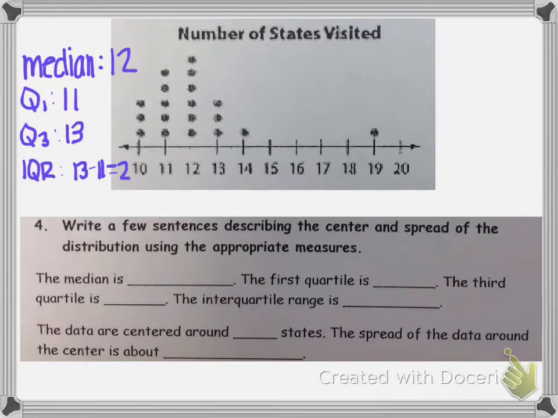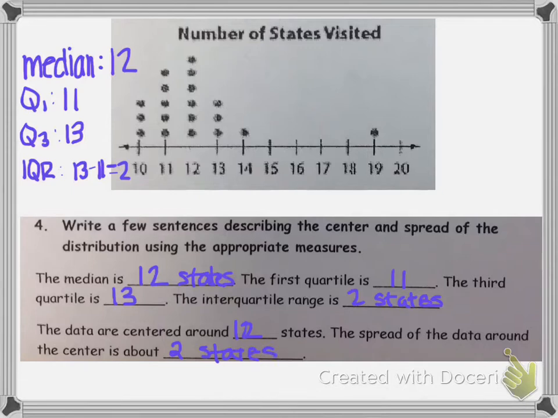Okay, the median is 12 states. The first quartile is 11, and the third quartile is 13. The interquartile range, Q3 minus Q1, is 2 states. Therefore, the data are centered around 12 states, our median, and the spread of the data around the center is about 2 states, which is our interquartile range.